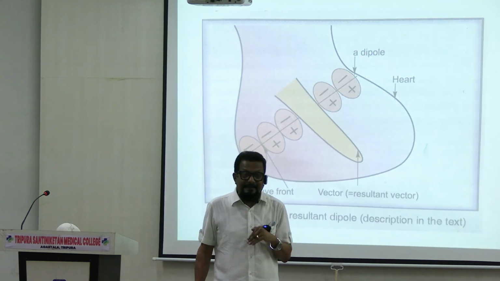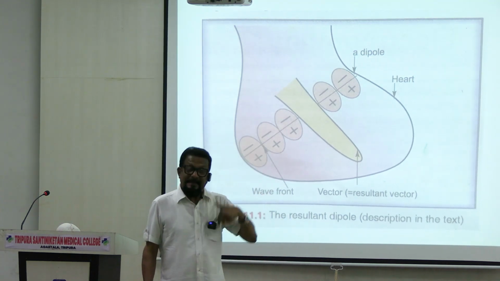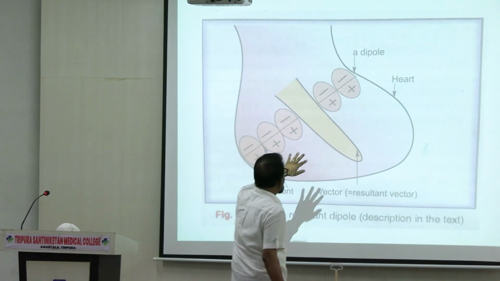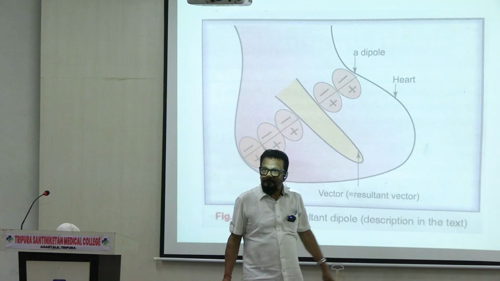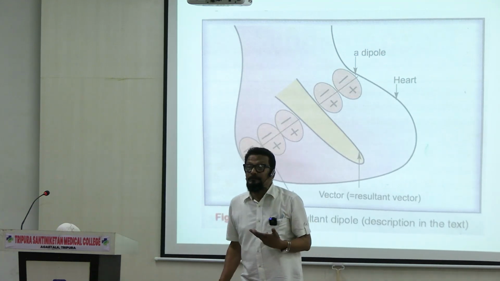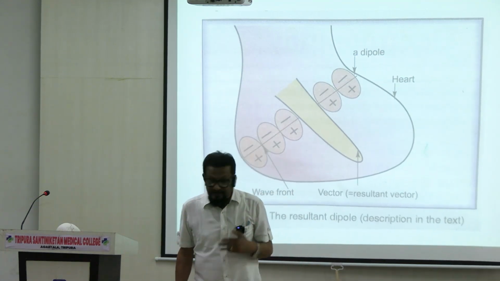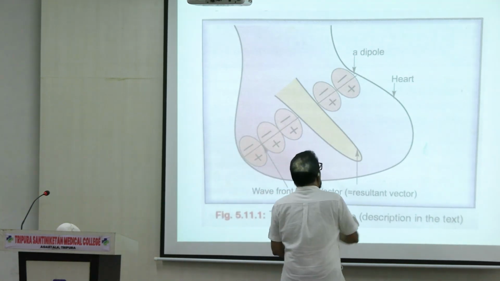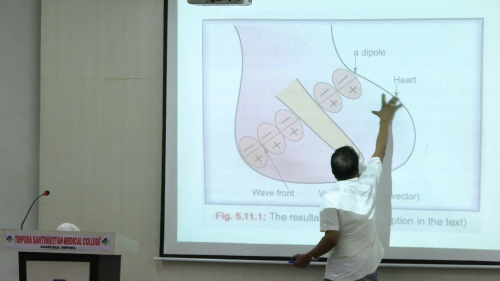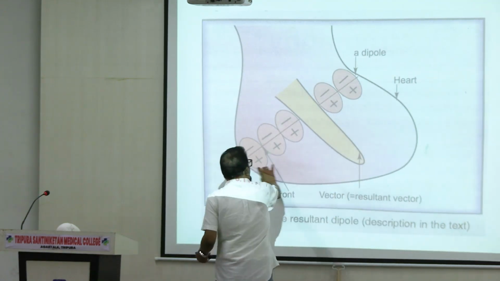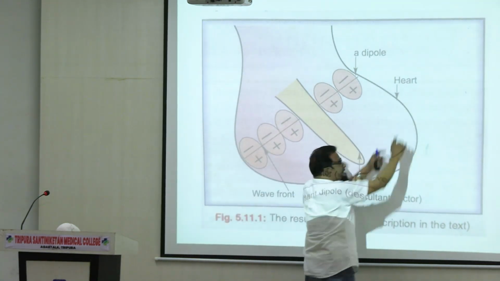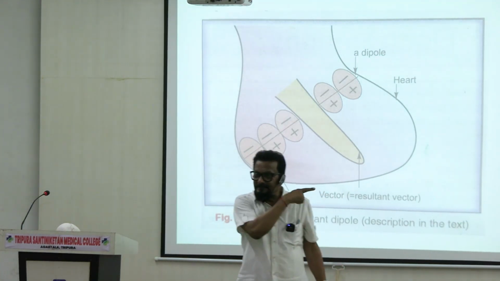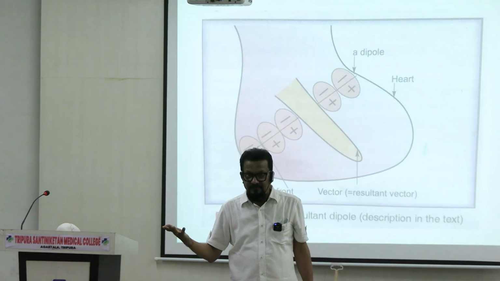If there is any abnormality in the conductive path, this mean axis is going to be changed. Similarly, if there is any change in the mass of tissue, for example the ventricular wall, if the wall is thickened and the mass is increased, again the mean axis will be changed.